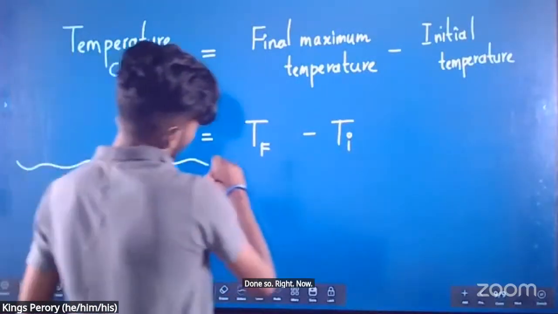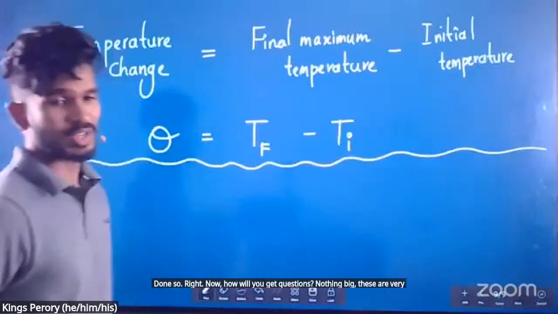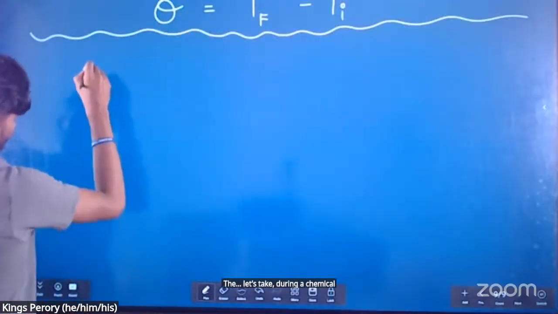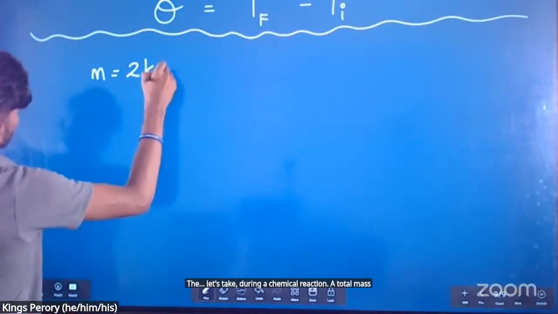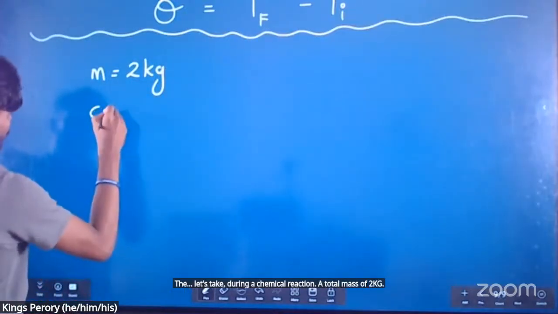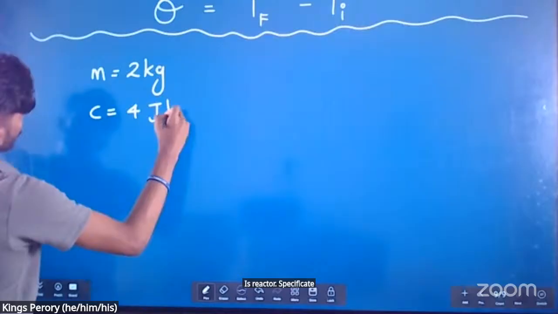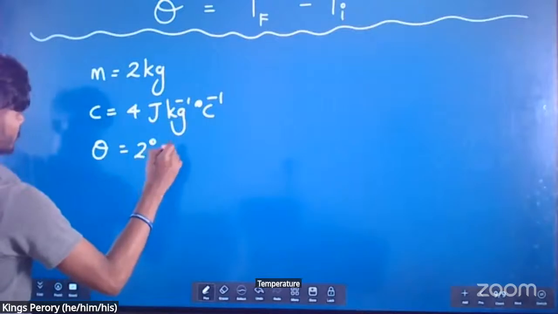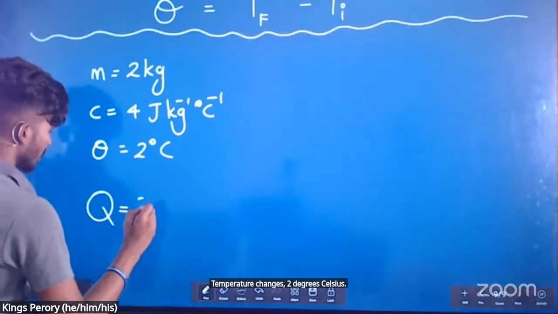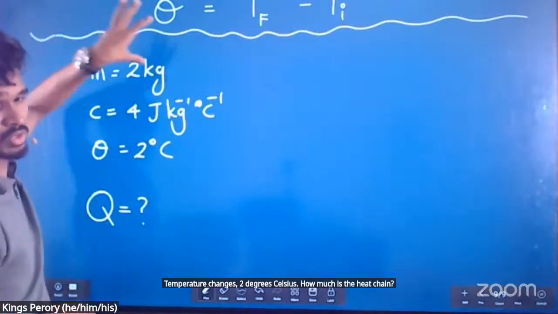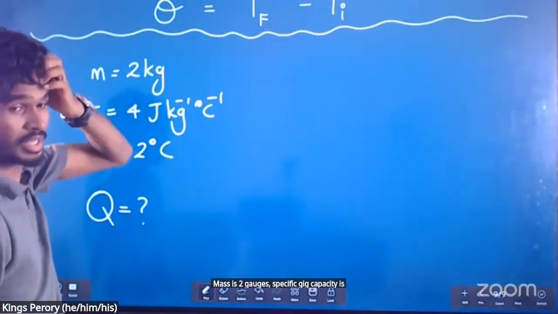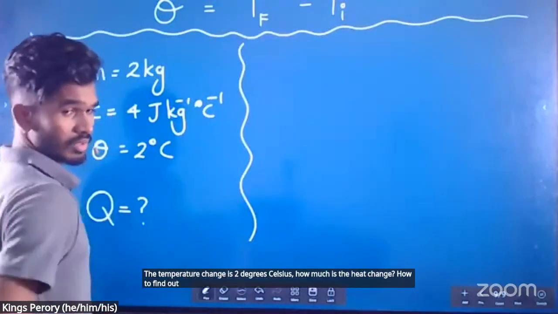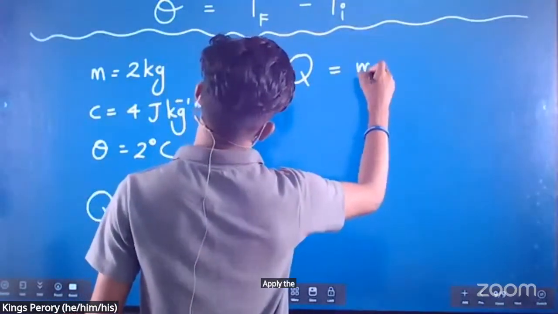Now, how will you get questions? Nothing big. These are very simple questions. Let's take this: during a chemical reaction, a total mass of 2 kg is reacted. Specific heat capacity is 4 joules per kilogram per degree Celsius. Temperature change is 2 degrees Celsius. How much is the heat change? How to find out? Apply the equation Q equals mc theta.